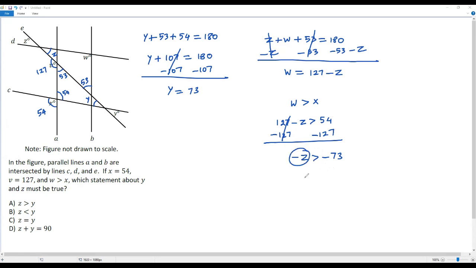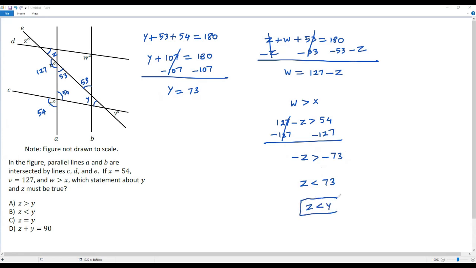Okay, when I multiply this negative z by negative 1, it will become z, and we have to flip this inequality sign. And when I multiply this negative 73 by negative 1, it will become positive 73. And already we have a result, that is y equals 73. Since y equals 73, we can plug in this y for the 73 over here. Then we get z less than y.